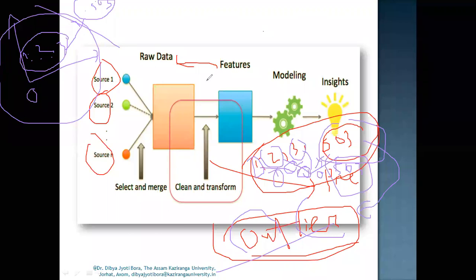Sir, there can be more data set. Okay, I'll come to that point. But up to this, is this clear? Yes, sir. I will consider your question, no doubt.